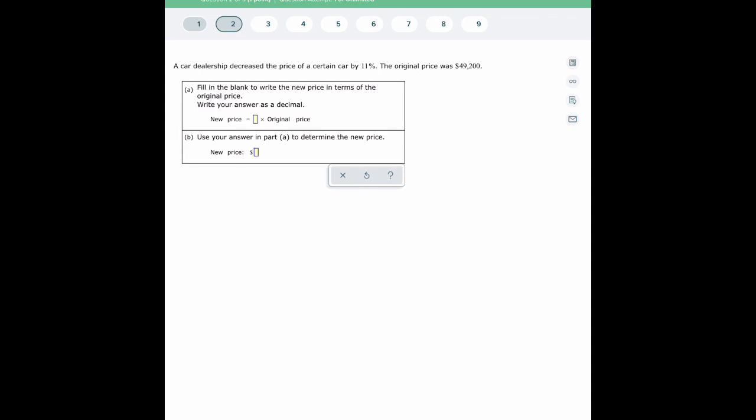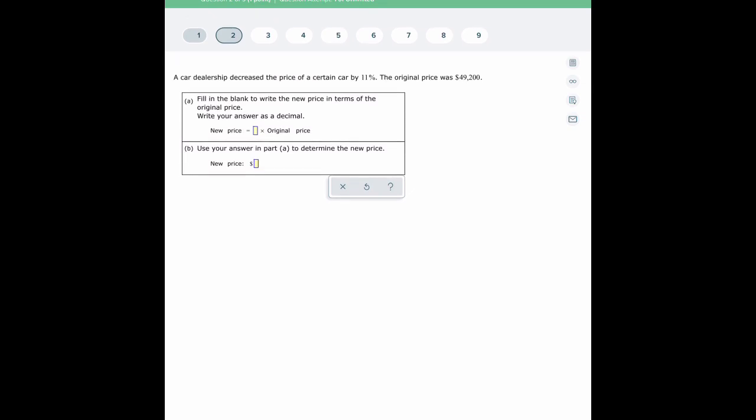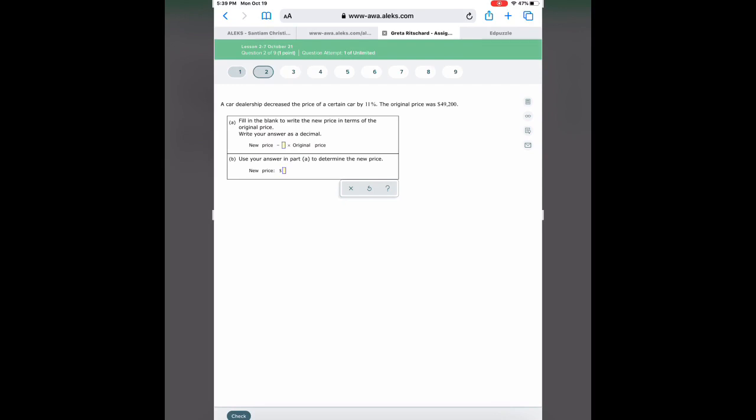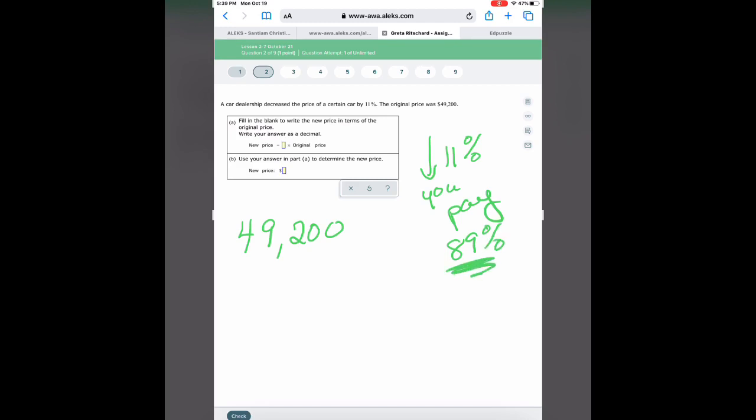Fill in the blank to write the new price in terms of the original price. A car dealership decreased, so it went down by 11%. The original price was $49,200. If the price goes down by 11% discount, you pay whatever 100 minus 11 is. So you're going to pay 89% of the price. Okay, so we're going to be multiplying this times 0.89 to get our new price. So 0.89 would go here.